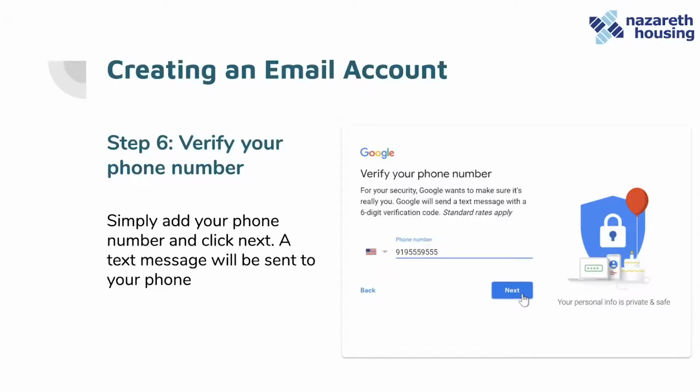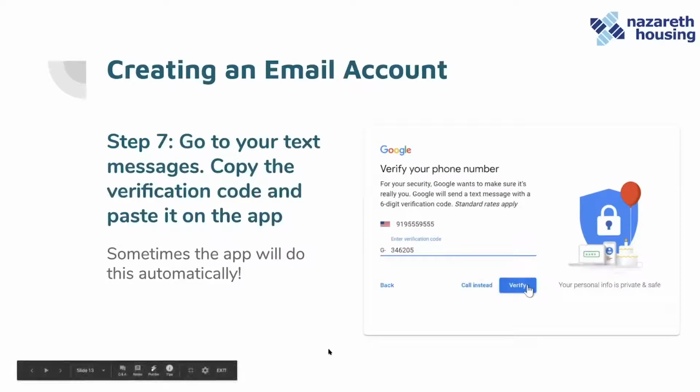Can you click next, Sander? Thank you. So step number 7, you will go to your text message and copy the verification code and paste it on the app. Sometimes the app will do this automatically, but if it doesn't do it, then just go to your messages and copy the code. If you don't know how to do this, you can write it down on a piece of paper and then do it manually.